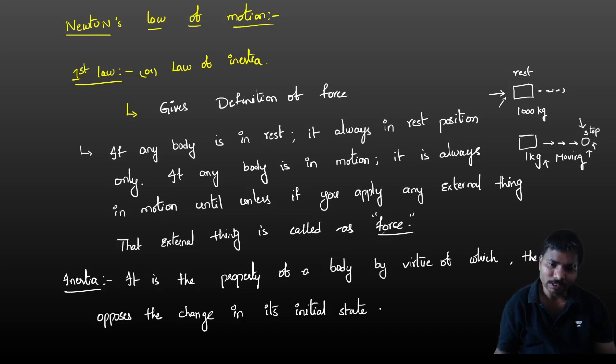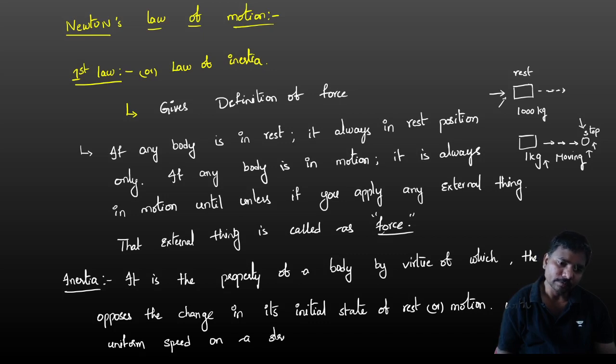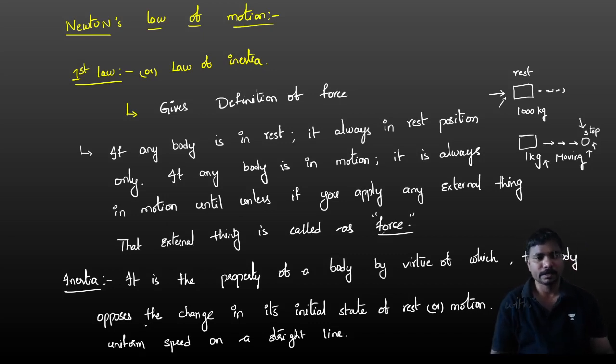If its initial state is rest, or if the initial state is motion, motion with uniform speed on a straight line. So if any body is at rest, it always stays at rest only. If any body is in motion, it always stays in motion only, unless you apply some external thing, and that external thing is nothing but force.